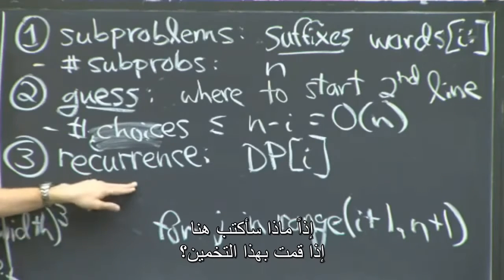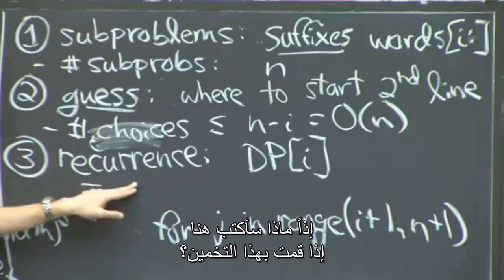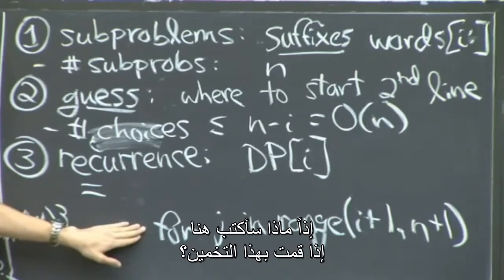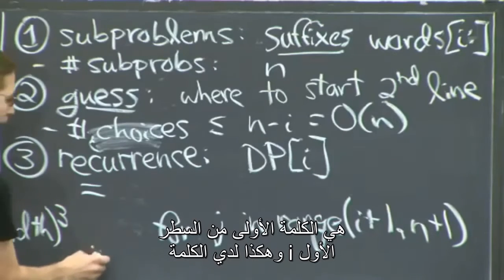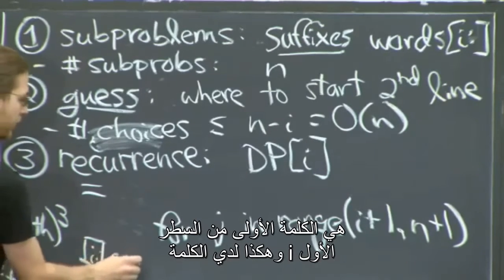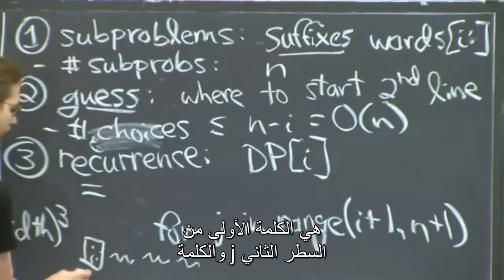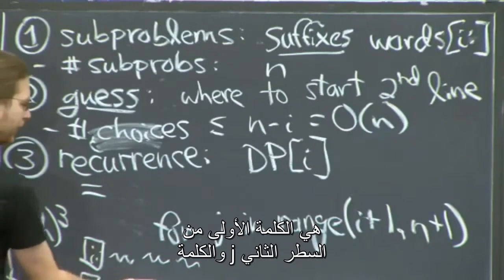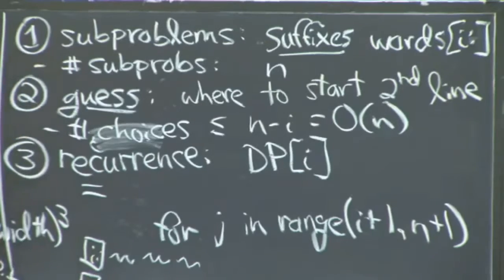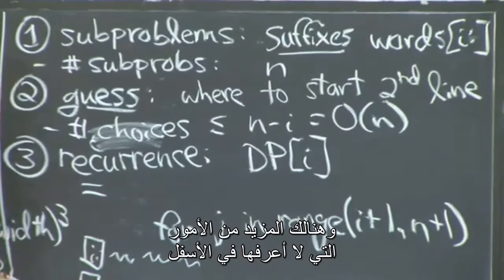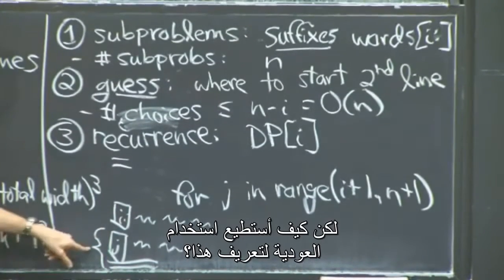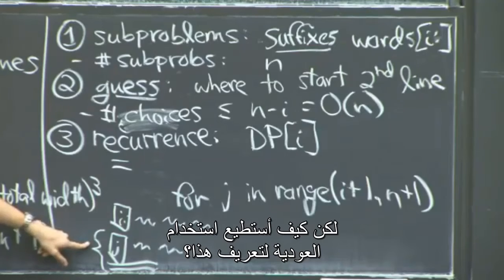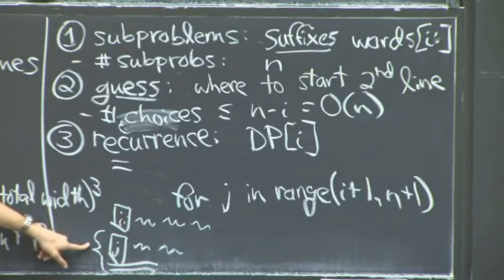So then what do I write up here? If I make this guess, right, so I have word I is the first word of the first line, and then word J is the first word of the second line. OK, and then there's more stuff down below. I don't know what that is. But how can I use recursion to specify this? dp of j.